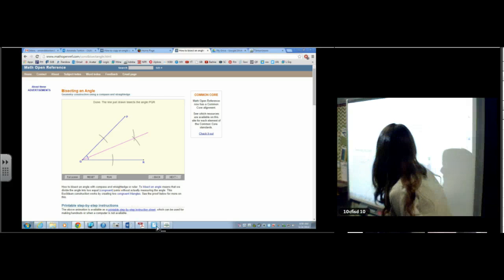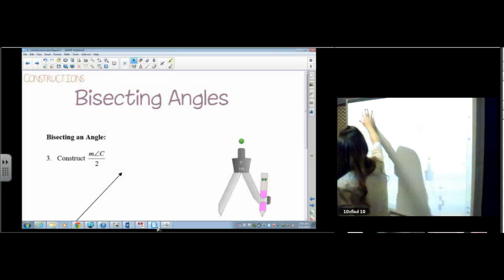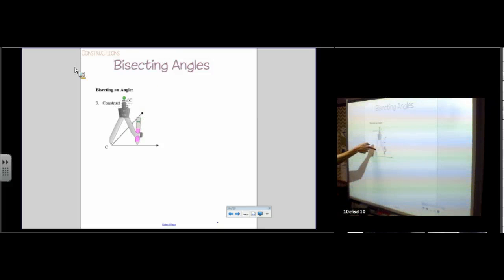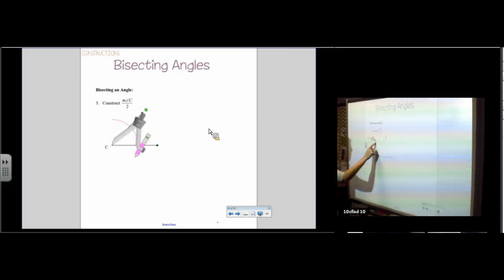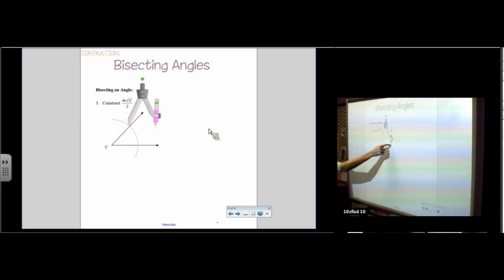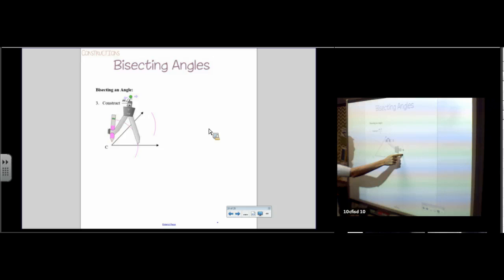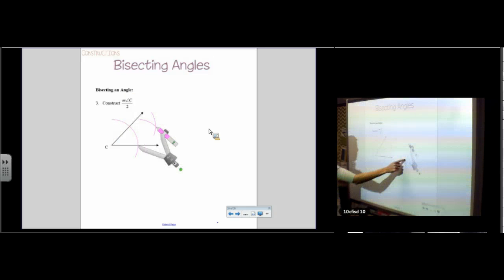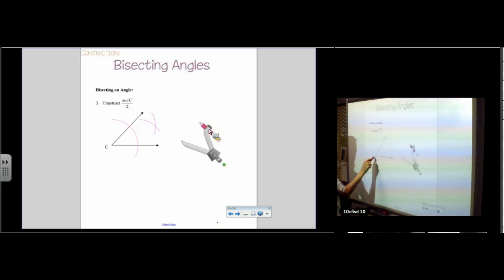Alright, let me show you in a little bit slower motion. Okay, so you always start by putting your needle on the vertex. You make an arc. You put your needle at the intersection. You make an arc. You put your needle at the other intersection. And, oops, come on. You make your other arc. So your needle is going to go here, A first, then your needle goes here, then your needle goes here.